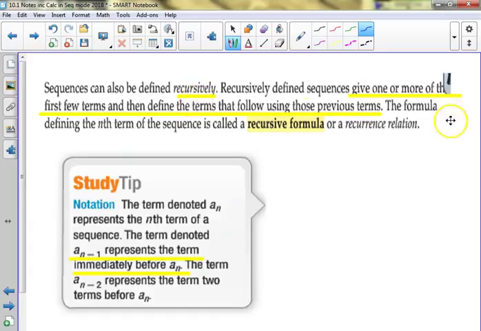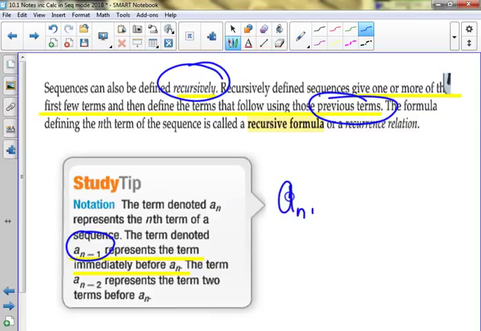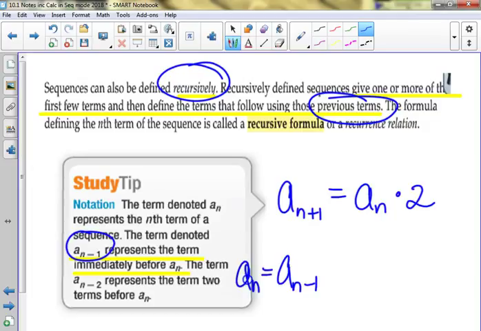Sequences can also be defined recursively. What did we look for when it was recursive? Yeah, it was based on the previous term, so we used this notation, a sub n minus 1. Some books will use a sub n plus 1. They would say this. Means take term n and multiply it by 2 to get the next term. Okay? It's the same kind of notation as this. It's just weirdness.